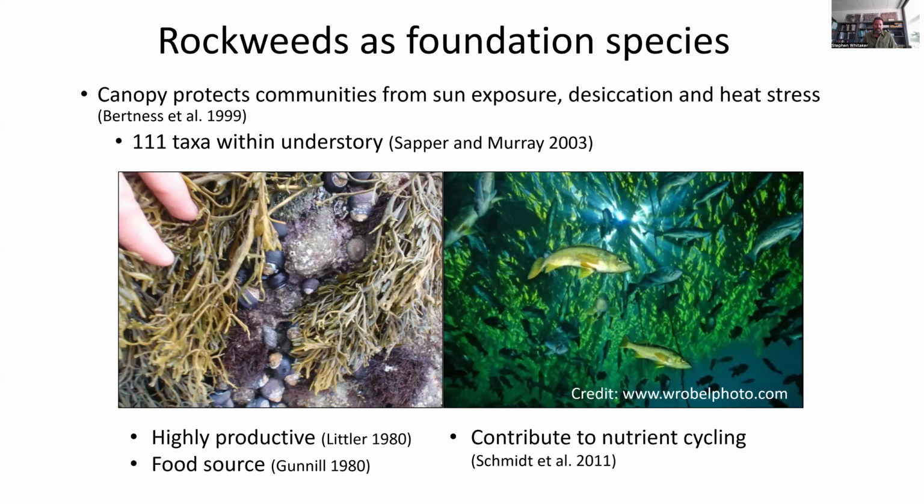So in a sense, I consider rockweed to be an intertidal analog for kelp canopy in the subtidal. It provides habitat. And in addition to that, it's been determined to be highly productive relative to other types of algae in the intertidal zone, and it provides a food source, and it contributes to nutrient cycling.